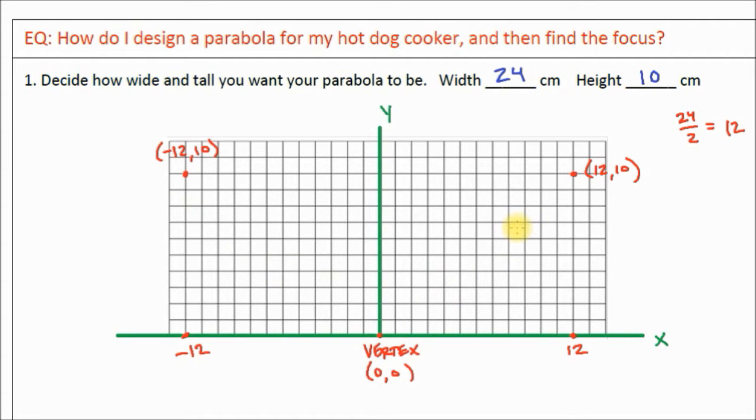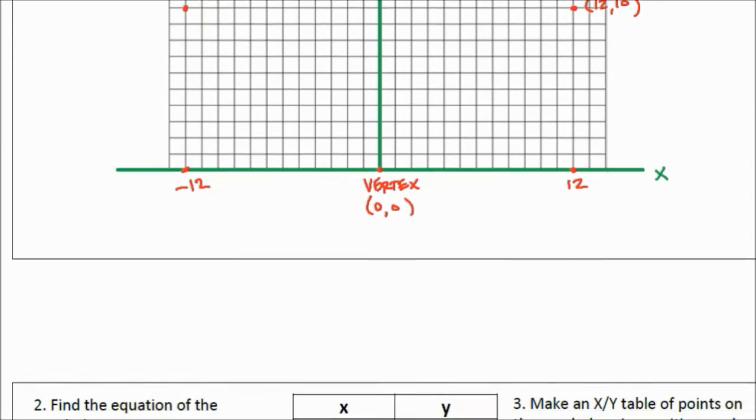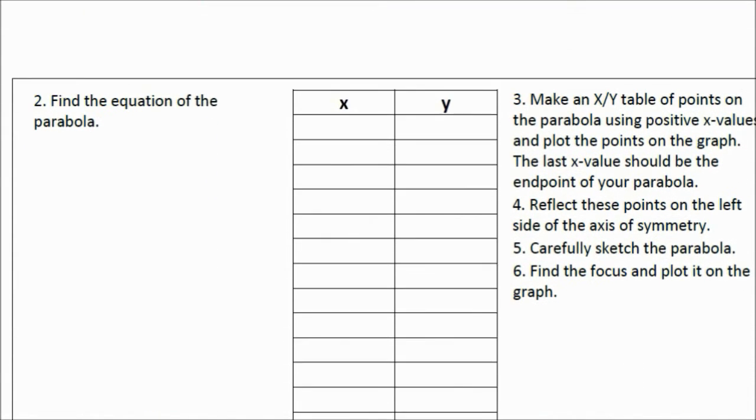Okay, so we're done with the graph so far. Some have asked me, Mr. Z, why don't you divide the 10 by 2 also? Because, class, we don't want 5 units of our parabola to be above the x-axis and 5 to be below. We want all of them to be above the x-axis. We just divided the 24 so we can split the parabola on the center, or on the axis of symmetry. Okay, so let's continue with the questions as we work through this problem.